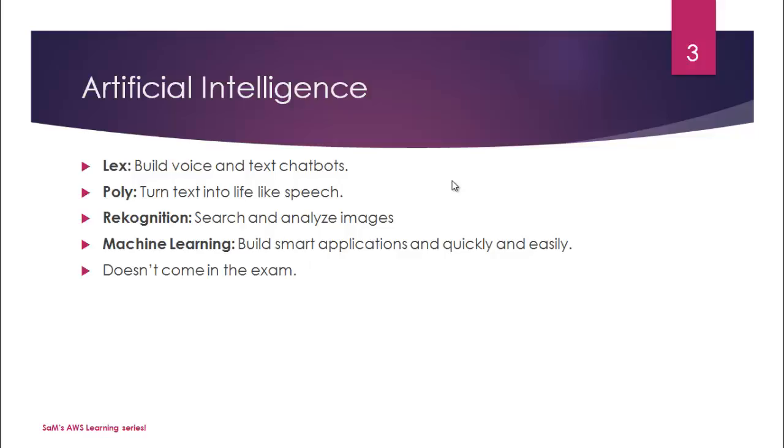And then Rekognition, that's another managed service from AWS which will help you to search and analyze images. You can upload the image and Amazon Rekognition service will analyze the image. It'll tell you what are the things present in that image, so it can interpret to that granular level.